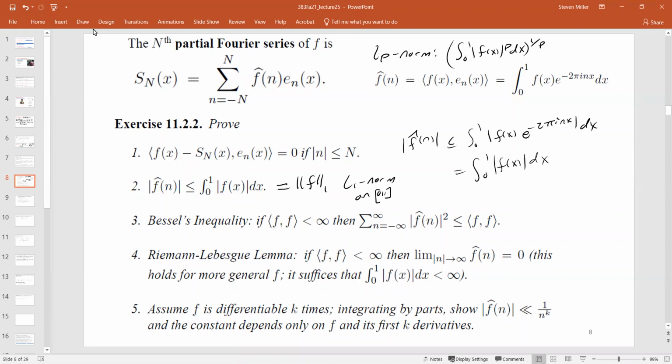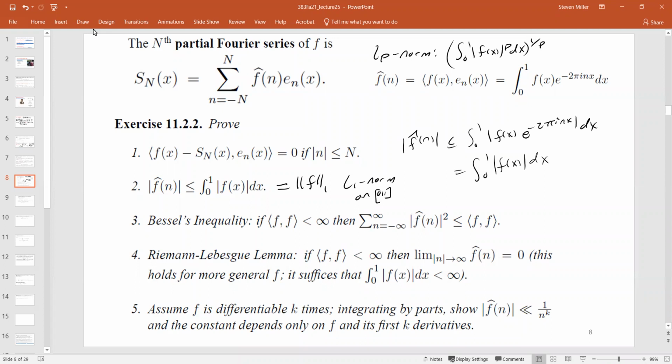So we're just using the fact that the absolute value of e to the 2 pi ix has magnitude 1. All right, the next one is Bessel's inequality. So this is a fun one to prove: the sum of |f hat of n| squared is at most the inner product of f with itself.